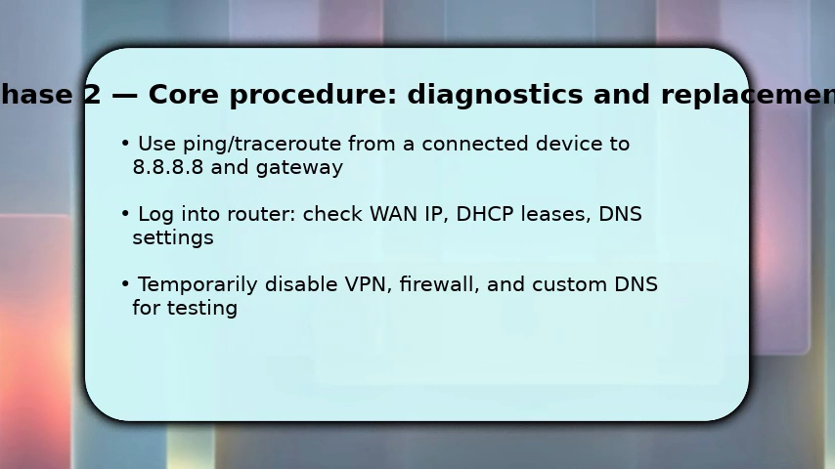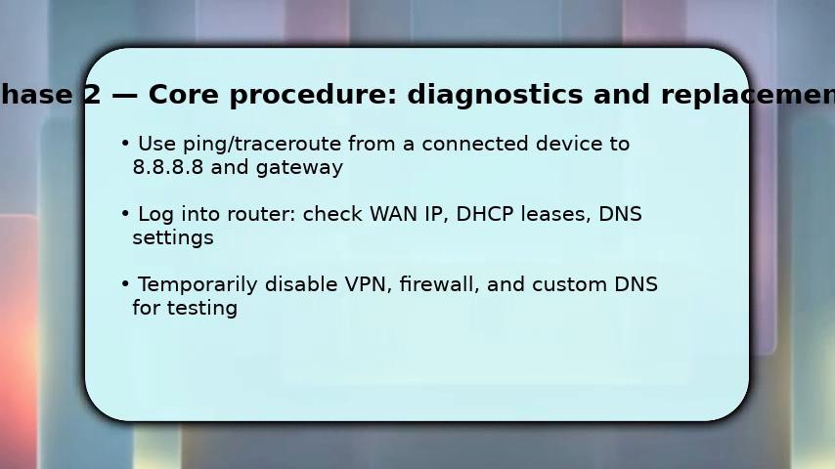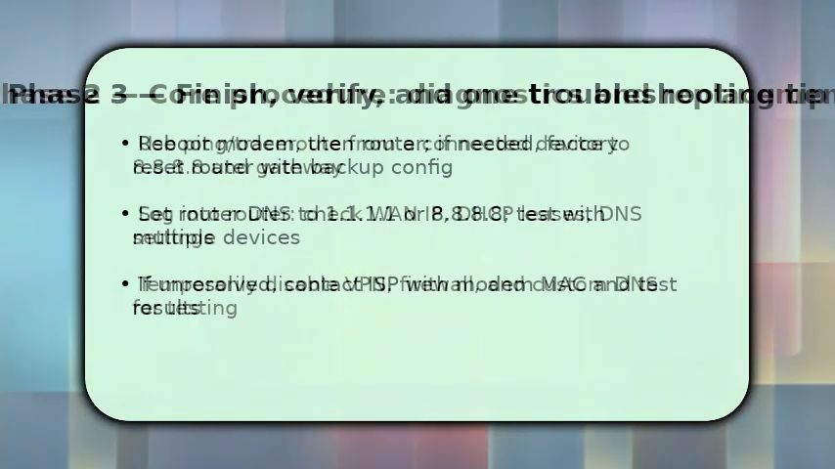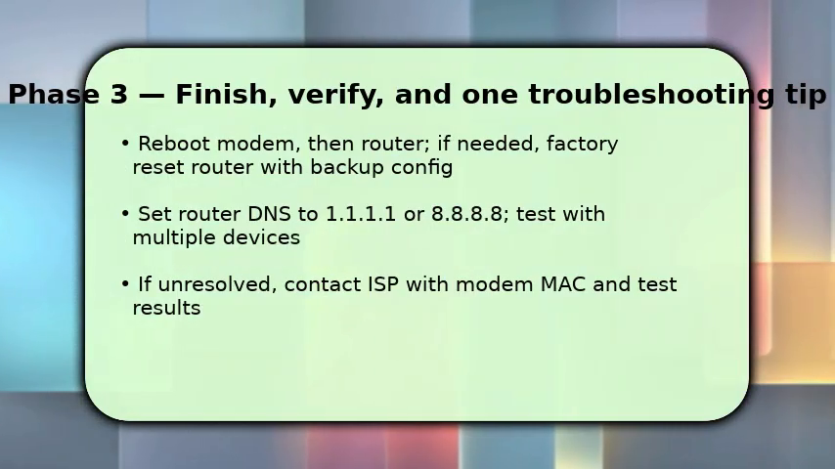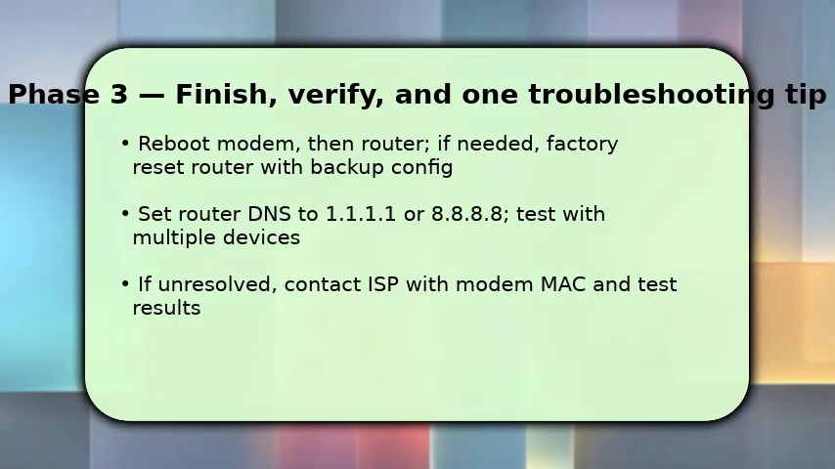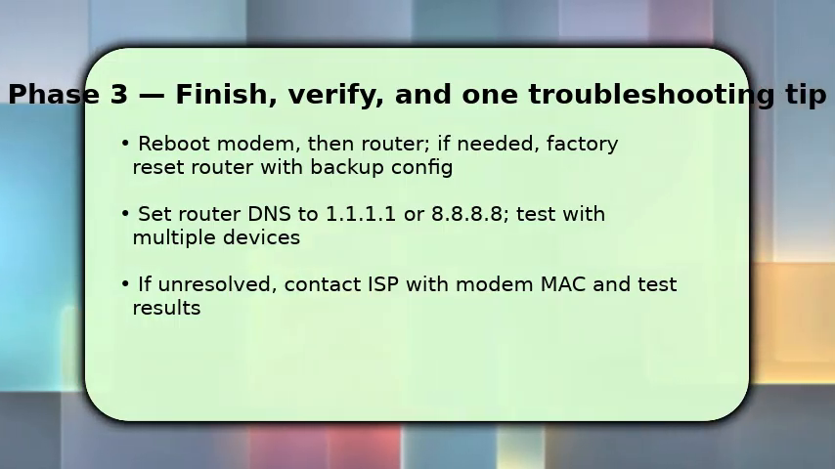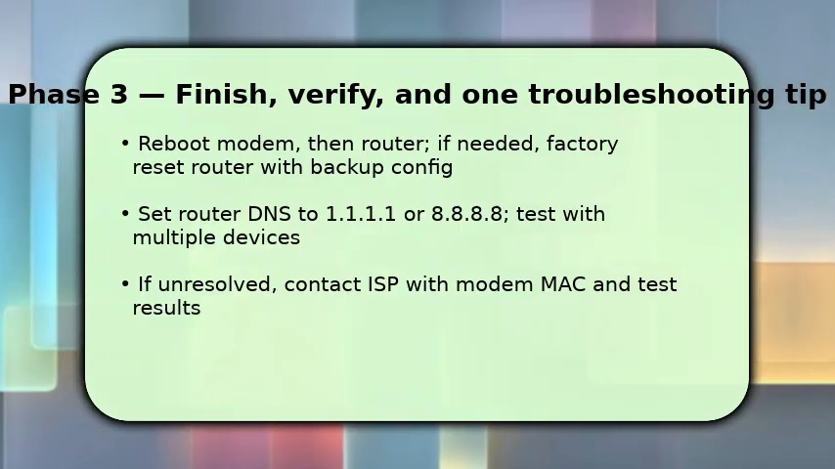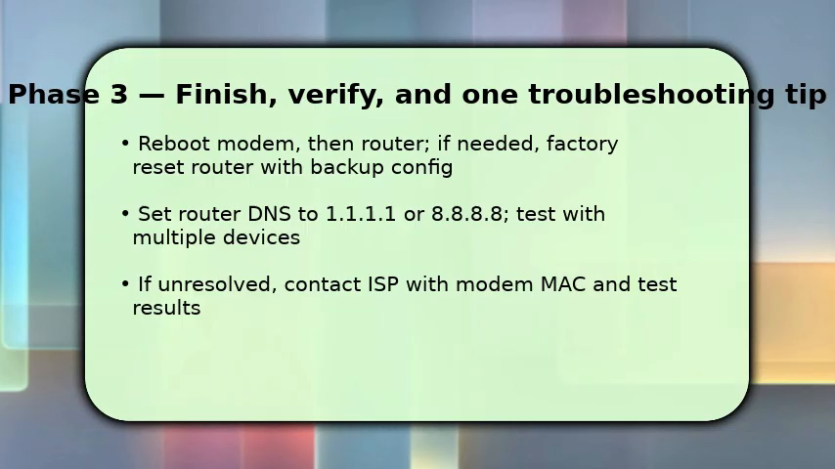Finally, disable VPNs, device firewalls, and custom DNS temporarily. You now apply fixes and verify success. Reboot the modem first, wait 90 seconds, then reboot the router. Test connectivity after each step. If persistent, reset the router to defaults only after exporting settings, then reconfigure basic Wi-Fi and security.